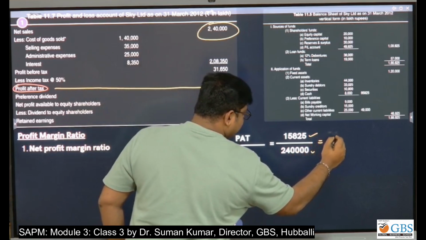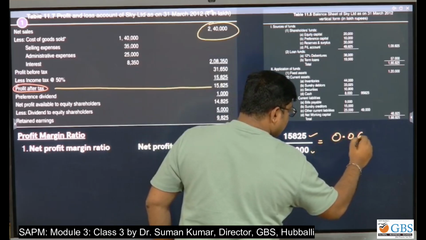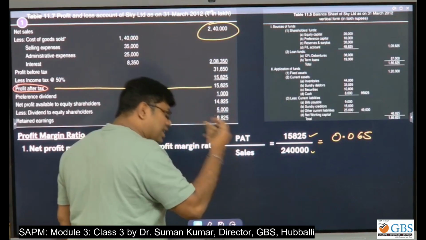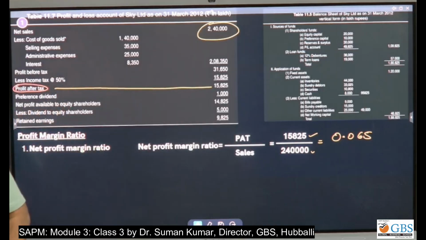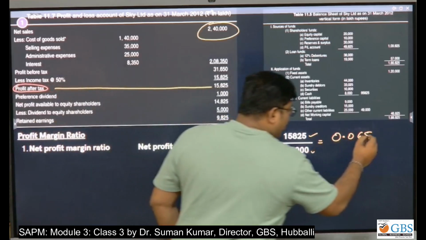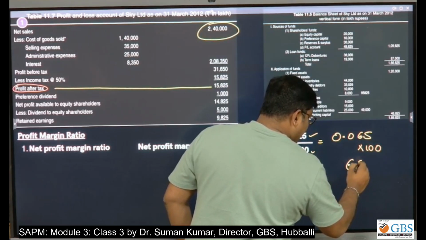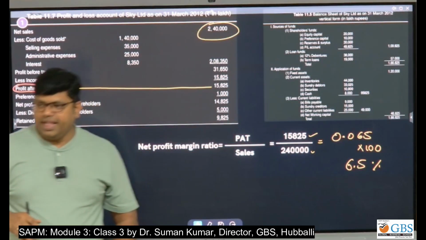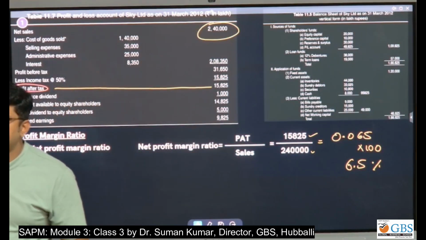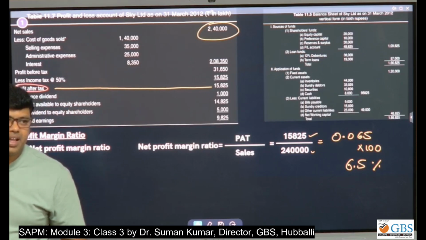Okay, answer is 0.06. Can anyone say what is the meaning of this? What is the profit margin? So you can multiply by 100, 6.5% margin, profit margin. That means if you make sales of 100 rupees, how much profit do you get? 6.5 rupees. That is the meaning.